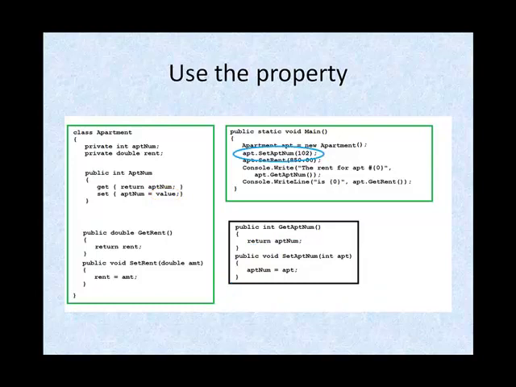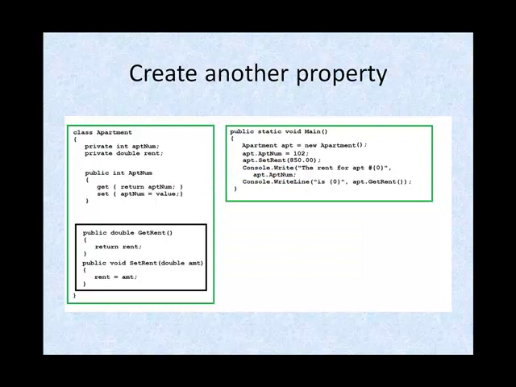In the main method, instead of using the SetApartmentNumber method, you can now use the ApartmentNumber property, and you can assign a value using an equal sign. The advantage to this is it looks just like how simple variables are assigned. 102 becomes value, and it's assigned to the apartment number. Instead of GetApartmentNumber, you can use the ApartmentNumber property. Again, the advantage is the syntax is simpler. The apartment number is returned from the class and can be output.